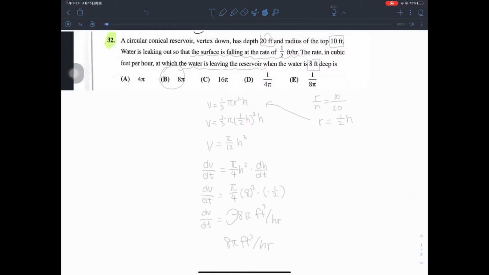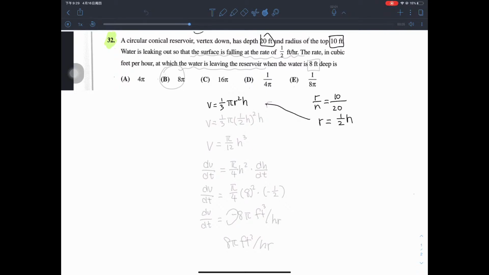This question is a related rates question. As the question described, the object is a cone, so I apply the formula V equals 1/3 pi r squared h. Since there are two variables, I want to get rid of the r, and the r can be written in terms of h. So r over h equals 10 feet over 20 feet. So the new radius comes to 1/2 h.